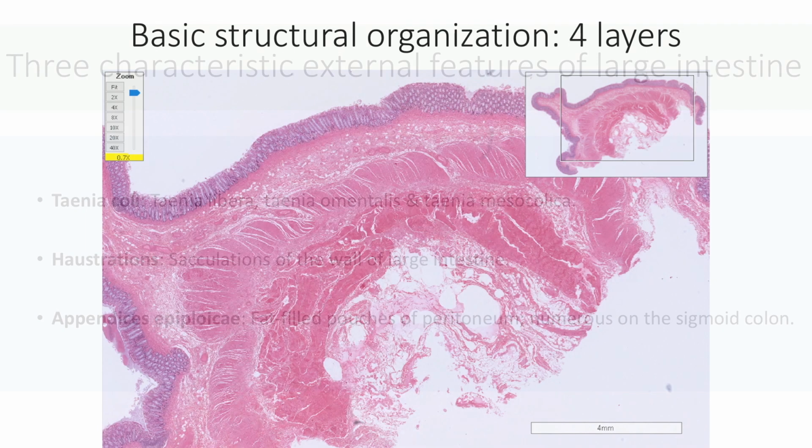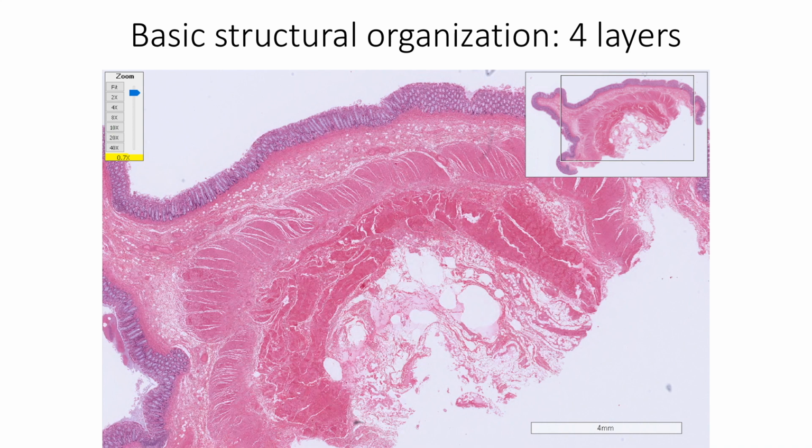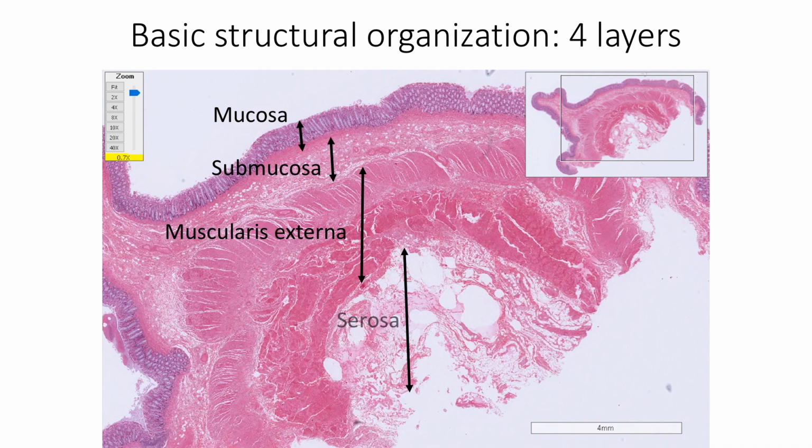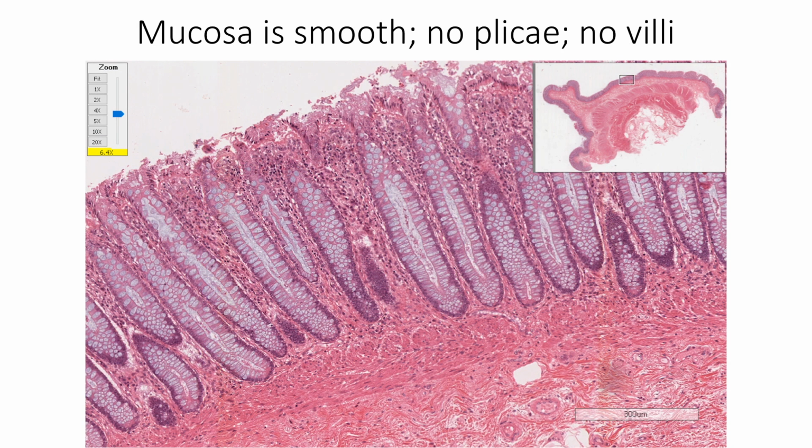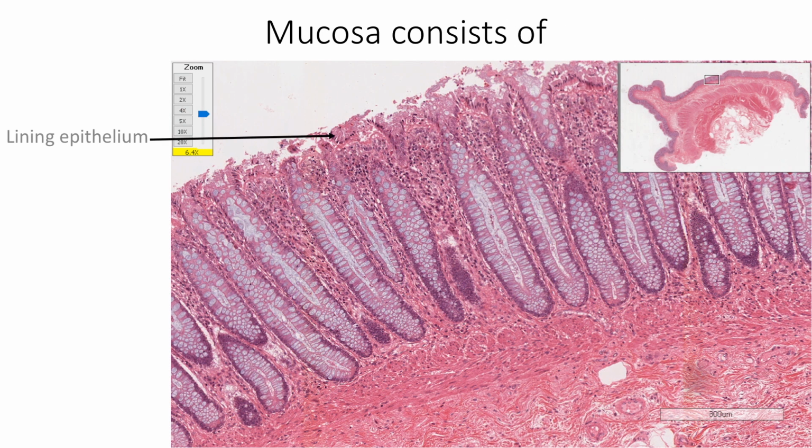Wall of the colon shows the same four layers of gut, that is, from inside outward, they are mucosa, submucosa, muscularis externa, and serosa. Mucosa is smooth here, showing no plicae or villi, and it consists of lining epithelium, intestinal glands, lamina propria, and muscularis mucosae.